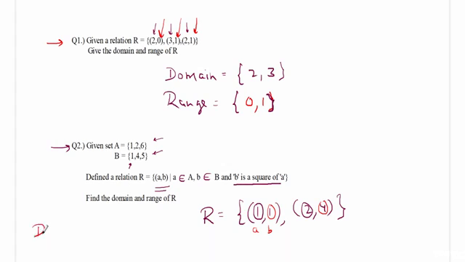So we can say that domain will be equal to {1, 2}, and range will be equal to {1, 4}. Make sense guys? Alright.